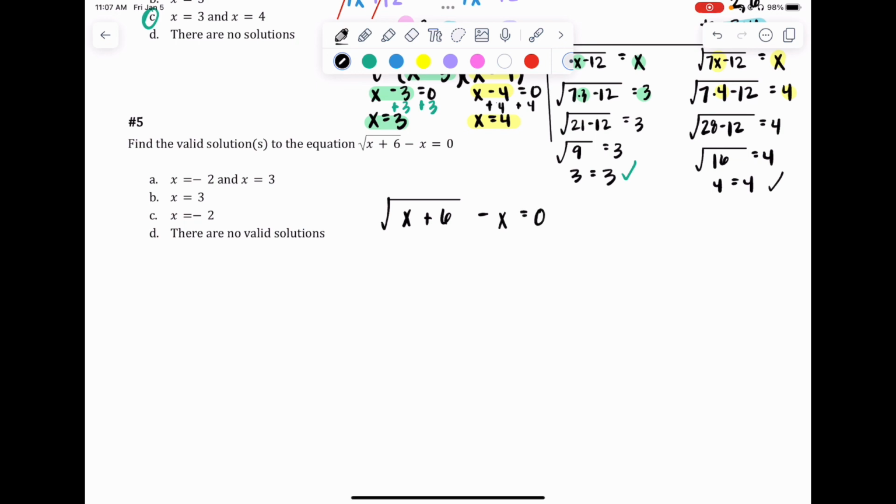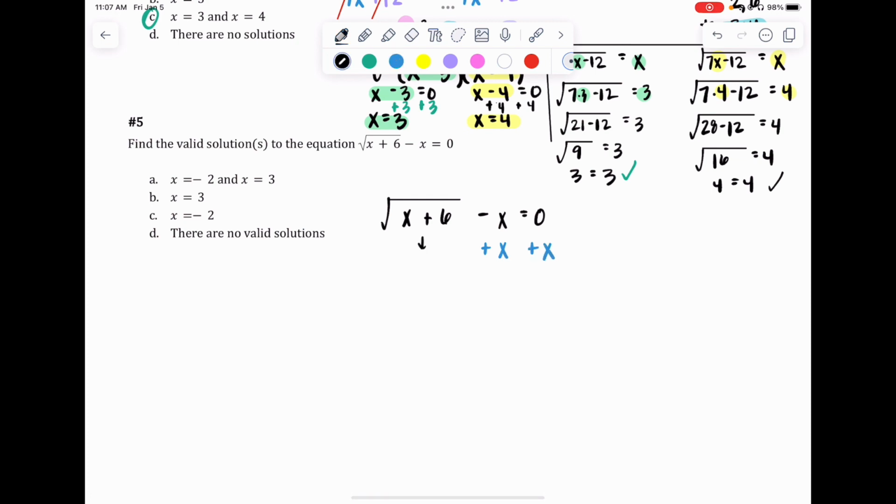So I talked about before how before we cancel out a radical, you really want the radical to be isolated, so you don't want anything else outside of the radical on that side of the equal sign. And right now that minus x is outside of the radical, so I do want to cancel it out. So if I want to cancel out just a x or a minus x, I have to add x to both sides.